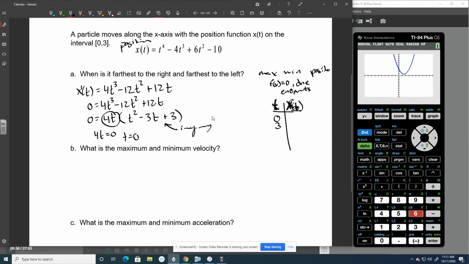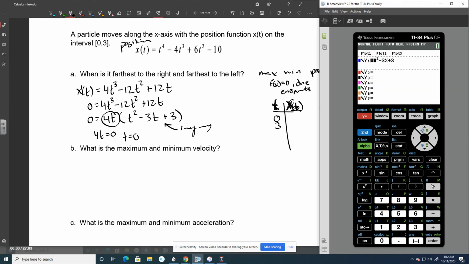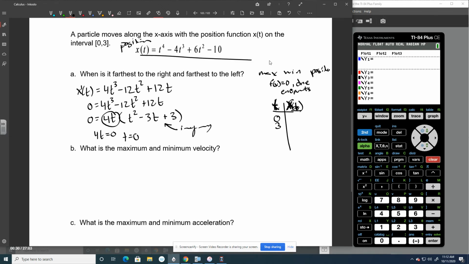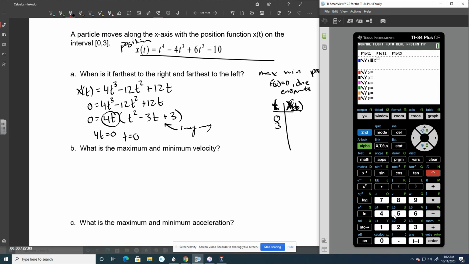And really, that's all there is to check. So if I go back to my y equals, I'm going to plug in my original function. Clear up here, this is what we're plugging in: x to the 4th minus 4x cubed, plus 6x squared minus 10. That's the last thing we need, to get mixed up in what function we're using again.